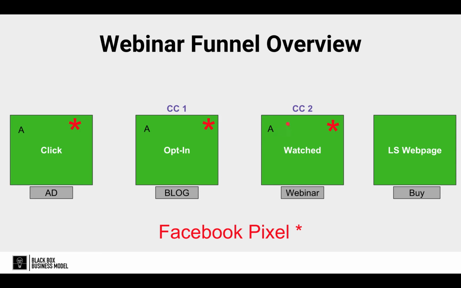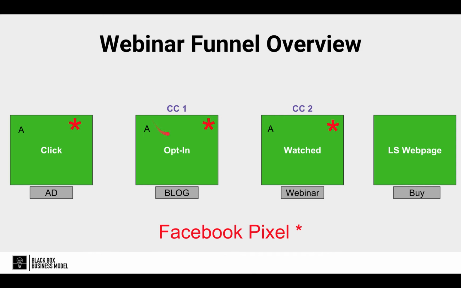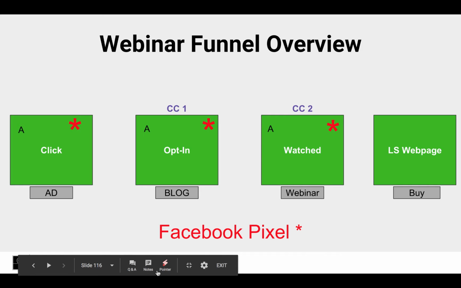And then we're going to be building an audience of people who have registered for the webinar. And we're going to call this webinar registrants as a custom conversion. We're also going to call the audience webinar registrants. And then we're going to call this blog readers. And then as we go down the line, once you have enough data here and enough data here, you can actually make what's called lookalike audiences.